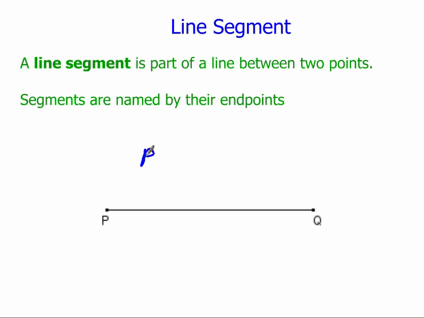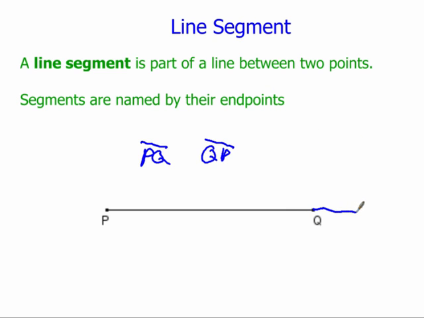The way we write it is PQ, and this one we draw a line on top, but we don't put those arrows. This is saying that this is a line segment. It ends at points P and Q. We could also call this segment QP. It doesn't matter the order.